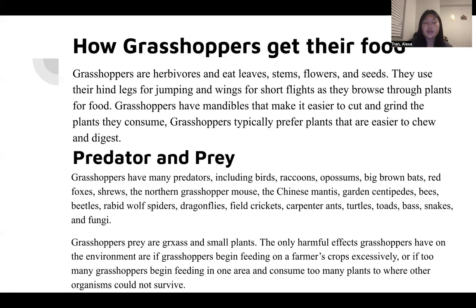Predator and prey. Grasshoppers have many predators, including birds, raccoons, possums, big brown bats, red foxes, shrews, the northern grasshopper mouse, the Chinese mantis, garden centipedes, bees, beetles, rapid wolf spiders, dragonflies, field crickets, carpenter ants, turtles, toads, bass, snakes, and fungi. Grasshoppers' prey are grass and small plants.